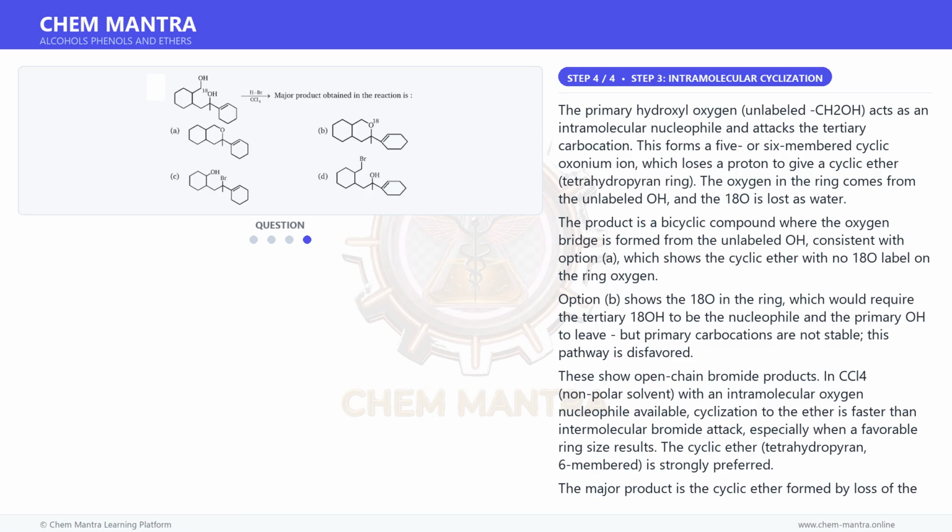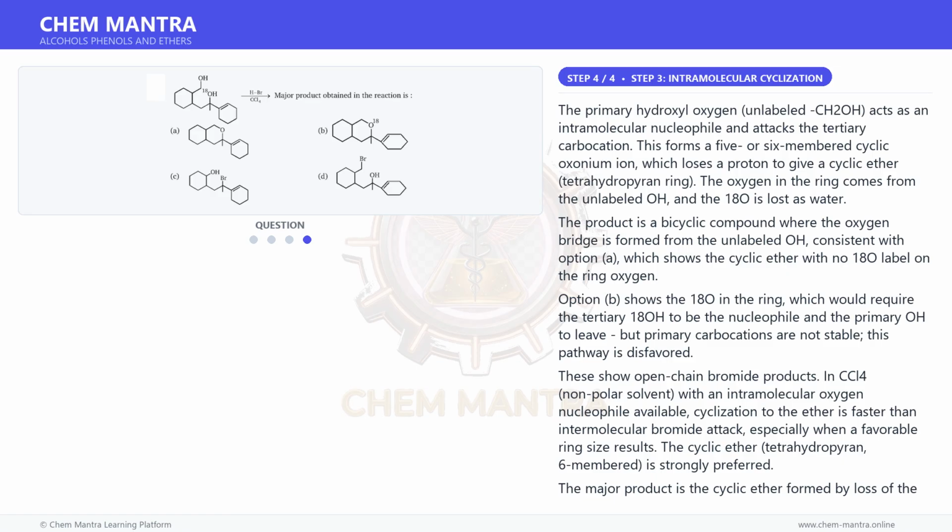The product is a bicyclic compound where the oxygen bridge is formed from the unlabeled O, consistent with option A, which shows the cyclic ether with no 18O label on the ring oxygen. Option B shows the 18O in the ring, which would require the tertiary 18O to be the nucleophile and the primary O to leave, but primary carbocations are not stable. This pathway is disfavored. These show open-chain bromide products.